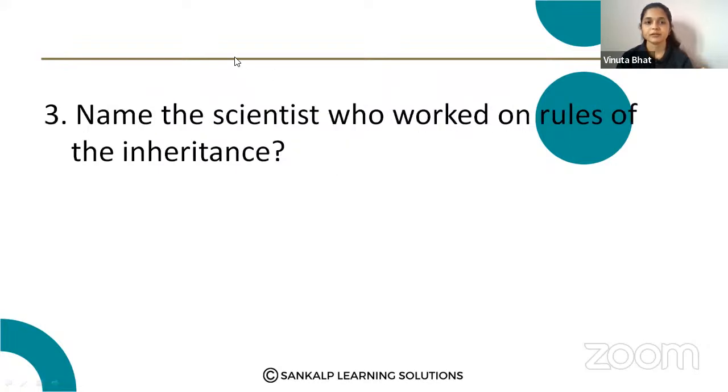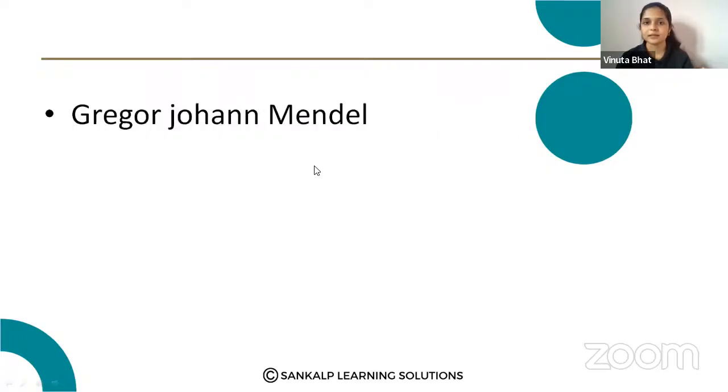Next question. Name the scientist who worked on the rules of inheritance. The scientist who worked on the rules of inheritance, how dominant traits are expressed and others are not, and how when two contrasting characters are hybridized, they separate and form new combinations, right? So here the scientist's name is Gregor Johann Mendel.